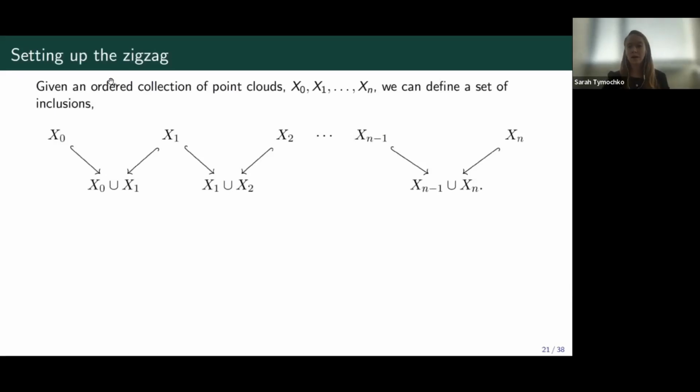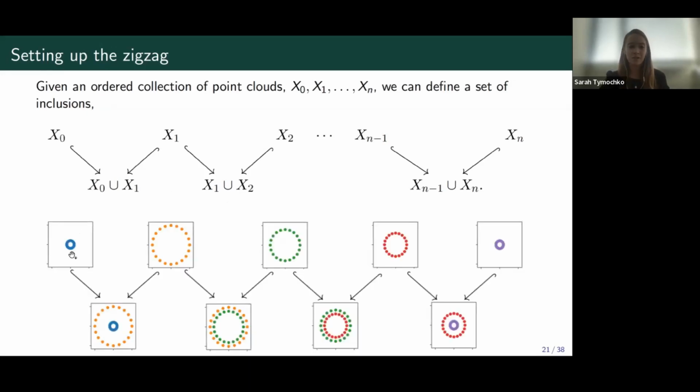Okay, so setting up our zigzag, if we have an ordered collection of point clouds, we can define a set of inclusions by just taking the union of those point clouds in the middle and get this alternating zigzag. So those 5 different circles I showed on the last slide can be thought of as our 5 different initial X's, and then take their unions. So, picture version, just stack those point clouds on top of each other. Here the colors correspond, so you can see that change. And again, it becomes more obvious looking at these unions that here, that's quite a big jump to get from blue to orange if we're thinking about this as just changing some parameter. But in here, these changes are fairly slow getting between orange and red. So it's a fairly similar feature.